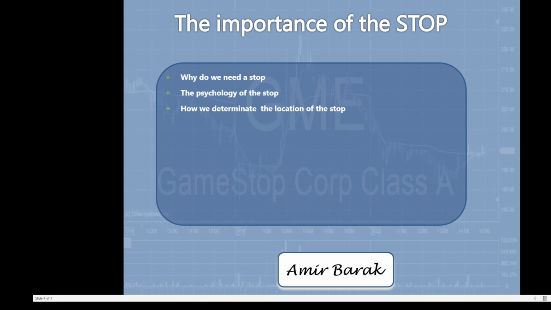How do we determine the location of the stop? A lot of people say it's going to hit my stop and then it's going to move, and blah blah blah. And I'm not even getting right now to a physical stop in the system or in your mind. It's all about going back to the first thing that we talked about. What type of trade are you doing? Which type of stock are you dealing with?